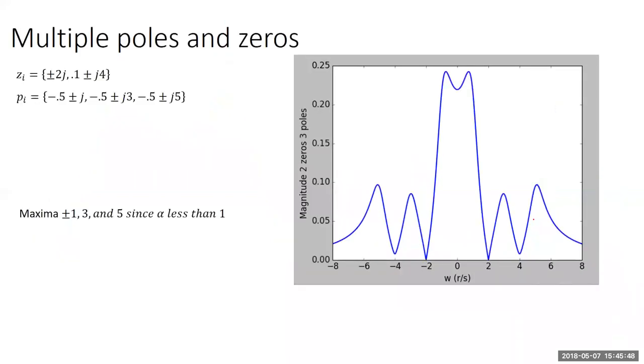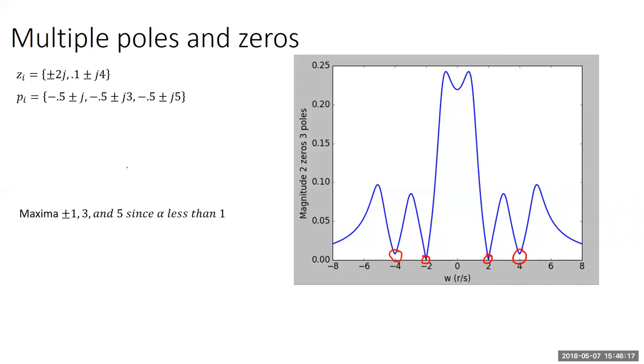Now, you can do these kinds of filters and say, I want this many zeros, so there's a zero at plus or minus 2j. Notice, plus or minus 2j, and it touches zero. Then there's another one at plus or minus j4, but there's a little real part to it. So it's a little bit higher, right?